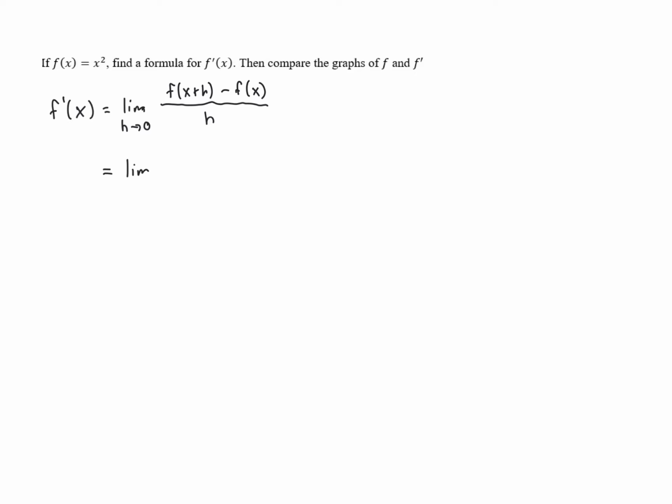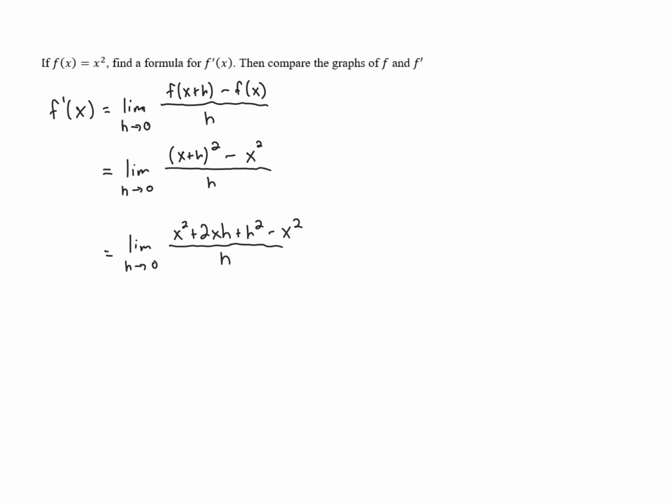x squared. So we've got the limit as h approaches 0 of, in this case, f of x plus h is going to be x plus h quantity squared, minus f of x is just x squared, all over h. So we need to expand the x plus h quantity squared. That gives us a perfect square trinomial, x squared plus 2xh plus h squared, and then minus that x squared that was already there, all over h.